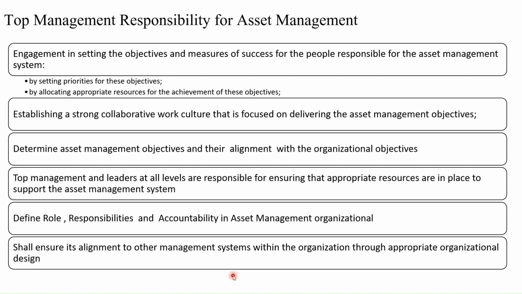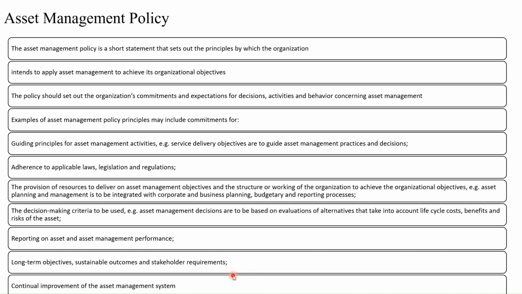Asset management policy. The asset management policy is a short statement that sets out the principles by which the organization intends to apply asset management to achieve its organizational objectives. The policy should set out the organization's commitments and expectations for decisions, activities, and behavior concerning asset management. Examples of asset management policy principles may include commitments for guiding principles for asset management activities, e.g., service delivery objectives are to guide asset management practices and decisions.